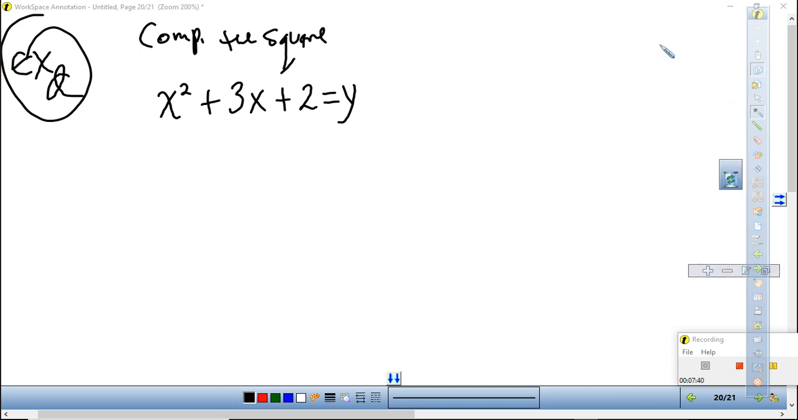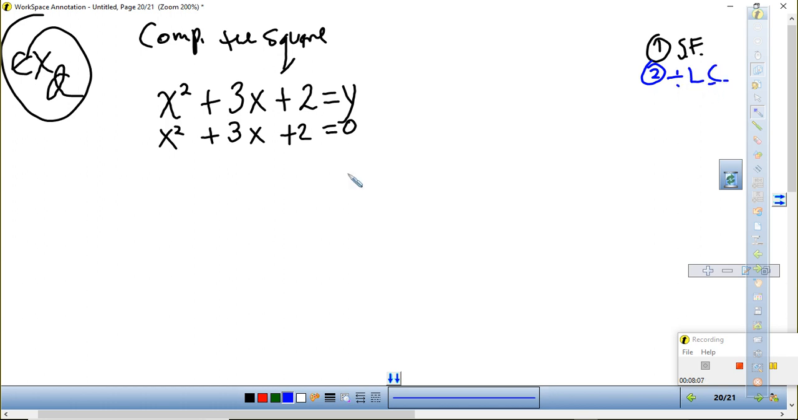Here we go. Step 1, standard form. Is it in standard form? Yes, it is, but we still need to change the y to 0. X squared plus 3x plus 2 equals 0. Step 2. What's step 2? Divide by the LC, the leading coefficient. What's my leading coefficient? 1, so we divide by 1, and we end up with x squared plus 3x plus 2 equals 0.